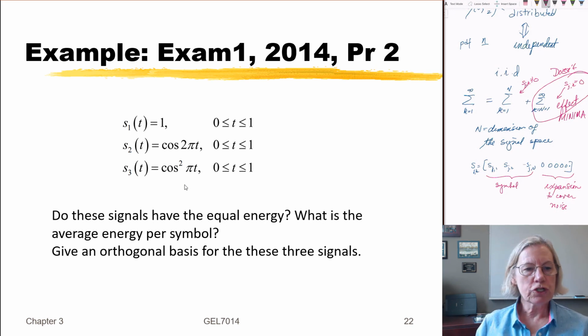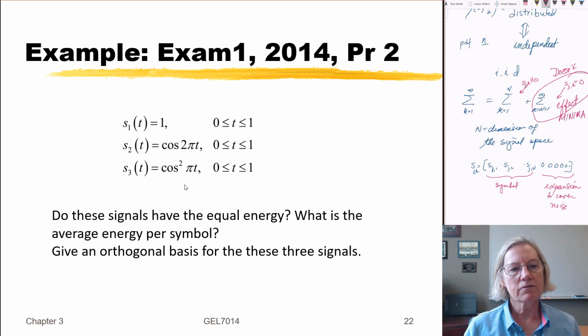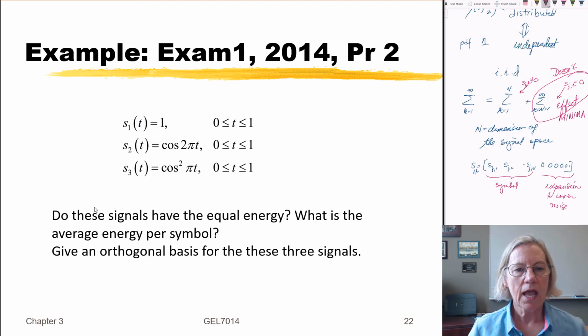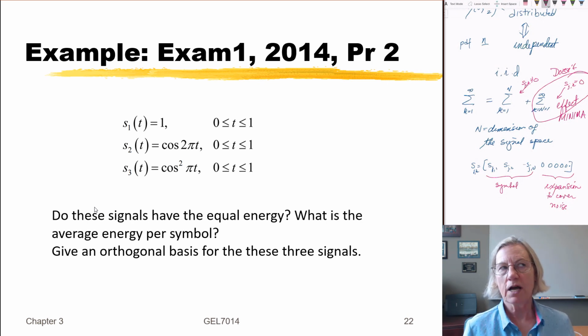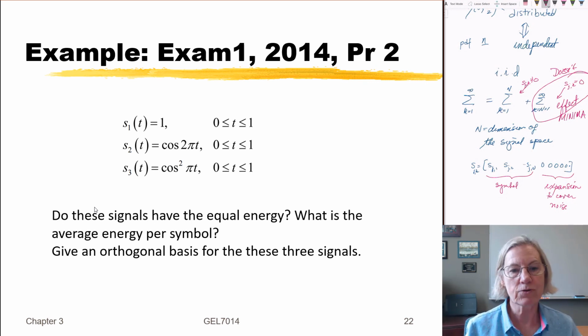So let's turn to an example from one of our previous exams. Here are 3 signals defined in time over a 1 second symbol interval. One is constant, a rectangle between 0 and 1. The other one is a cosine function. The other one is a cosine squared function. The questions we can ask about these 3 symbols are, first of all, are they equal energy? These are questions to get you thinking and developing your geometric intuition.